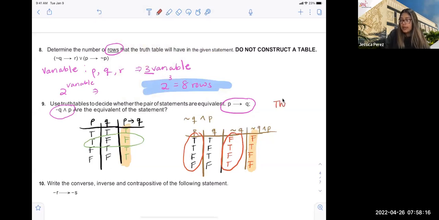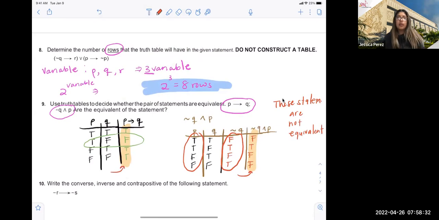So these statements are not equivalent, because they don't have the same truth table. They don't have the same results. Okay, these statements are not equivalent. And you have to show me both of the truth tables. And the end result, if they're the same, then they are equivalent. If they're not the same, well, they're not equivalent. Okay. All right. So I hope that you guys are all paying attention. You guys are still with me.